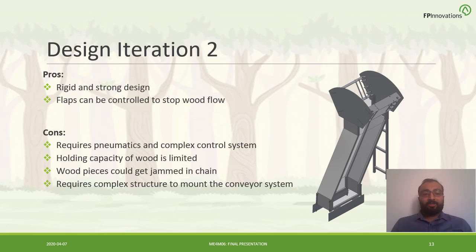The second design iteration also had some pros and cons. The pros were that it's a very rigid and strong design, and the flaps at the bottom can be used to control the flow of wood.